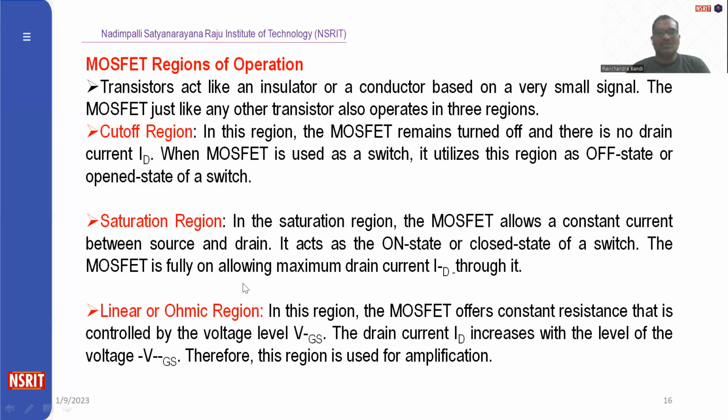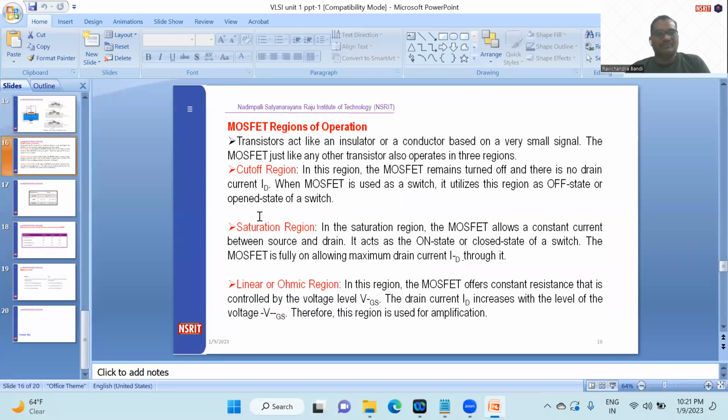The MOSFET is fully on, allowing maximum current ID through it. Linear or ohmic region: in this region, the MOSFET offers constant resistance that is controlled by the voltage level VGS. The drain current ID increases with the level of the VGS. Therefore, the region is used for amplification.